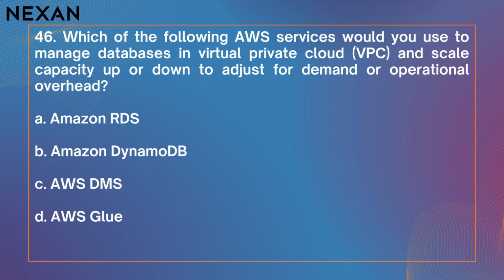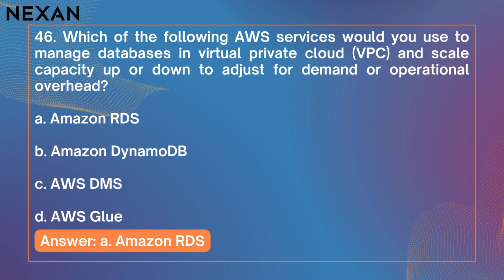46. Which of the following AWS services would you use to manage databases in virtual private cloud and scale capacity up or down to adjust for demand or operational overhead? A. Amazon RDS. B. Amazon DynamoDB. C. AWS DMS. D. AWS Glue. Answer: A. Amazon RDS.